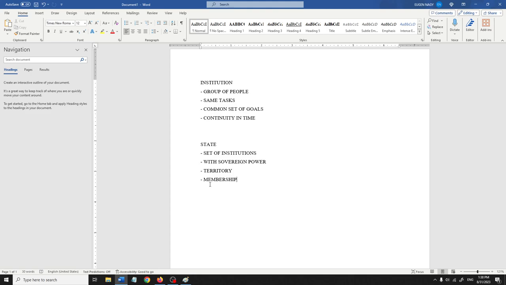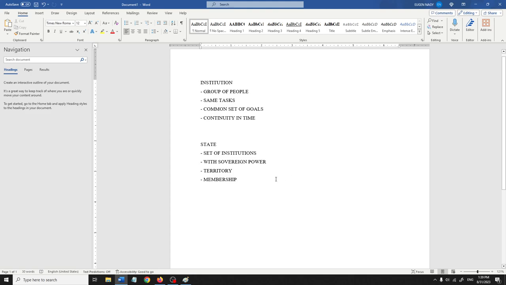So let's go back to this definition of the state. A state is a set of institutions with sovereign power over a territory and a membership. Let's see what this actually means. So a state is a set of institutions. We understand what that means, right? Because we defined institution. But not just a set of institutions. The Texas A&M University system is a set of institutions. The USPS actually is a set of institutions, because you have different branches in different states, in different counties, and so on. So what separates the state from other sets of institutions is that it's made of a set of institutions with sovereign power. What does sovereign power mean?